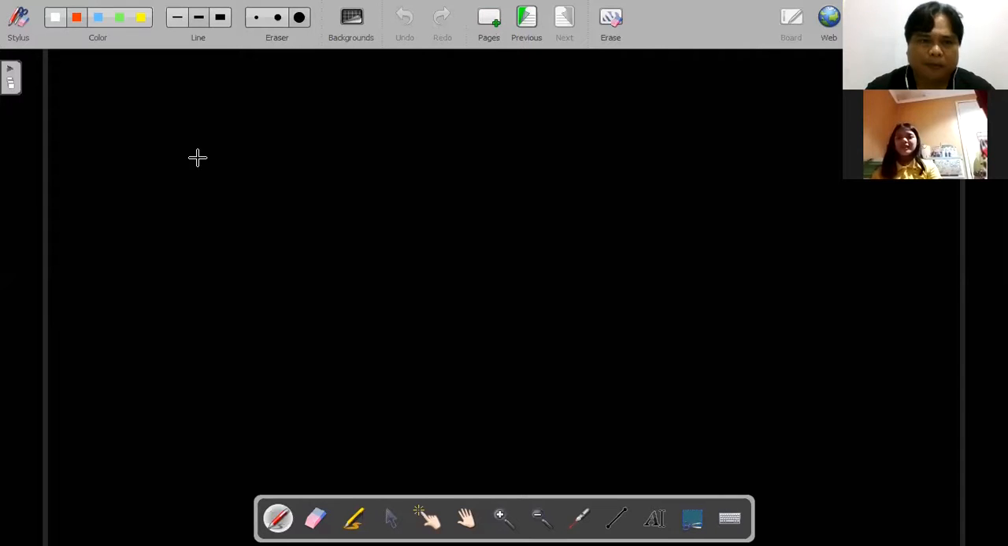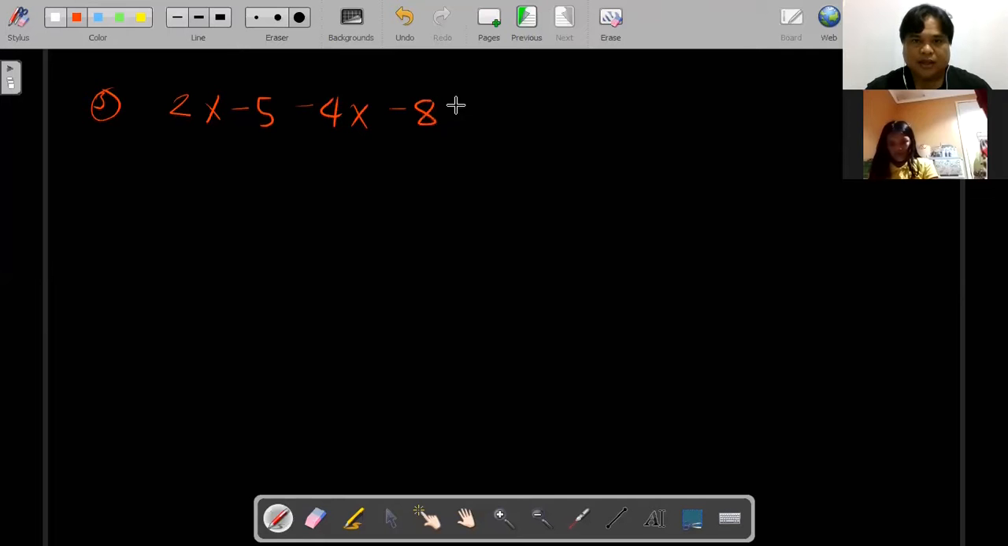Let's move on to our last example, the third one. So you have 2x minus 5 minus 4x minus 8 is equal to 4 minus x. So to make it far easier, let's group first the variables and the constants. So let's just move the terms at the left side.